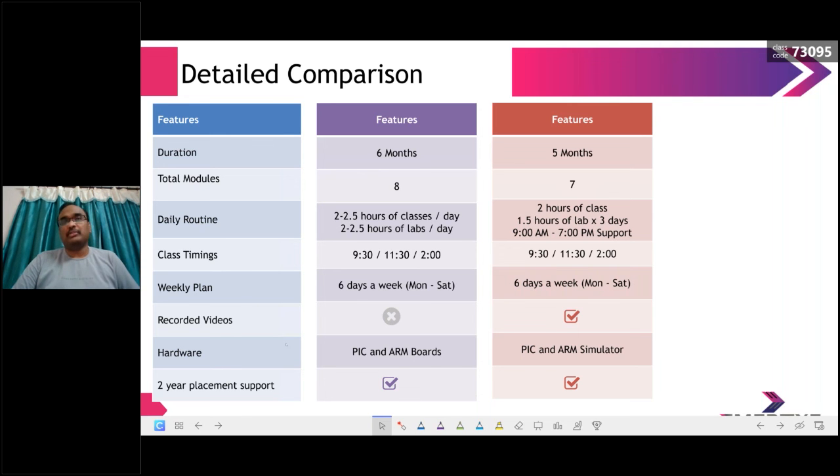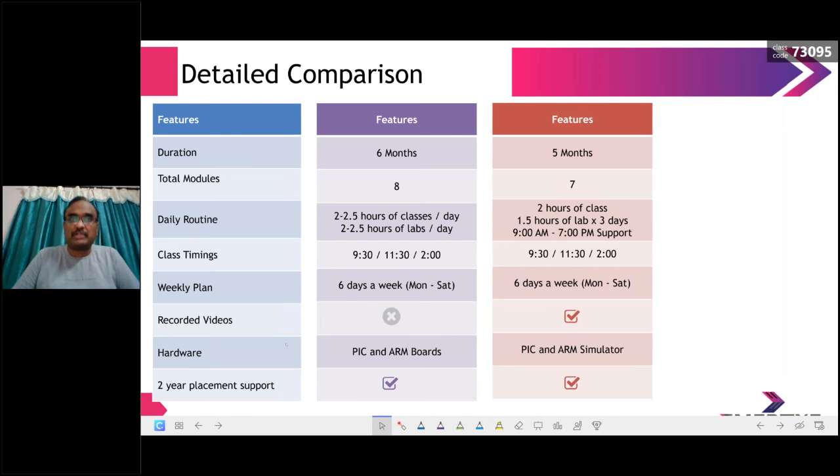So 2 hours of live classes will be there, like how we are doing today, and 1.5 hours of lab for 3 days, where the lab mentor will be explaining you the lab assignments. Then you need to go and execute on your own, and when you get doubts, then you get an assessment and evaluation. If you give me some time, Mubin will demonstrate what I'm talking about.